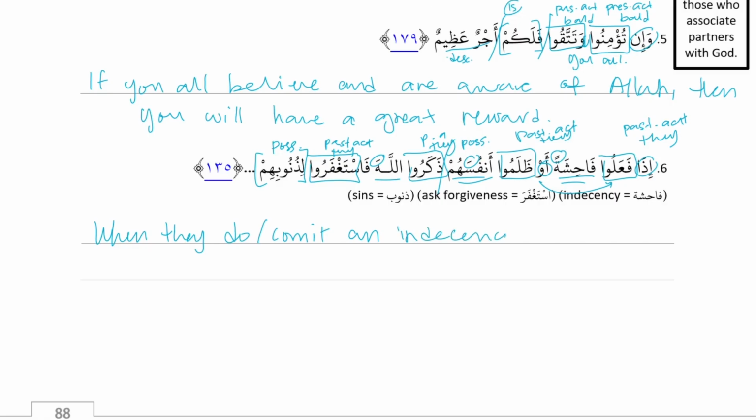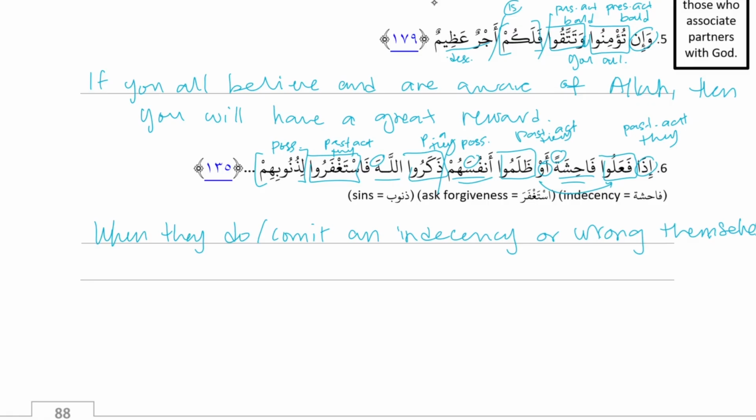Or when they wrong themselves. And then this is the start of our consequence. So can we add a "then" even though it's not there in the Arabic? Because, or like a comma. Yeah, a comma. A comma is kind of commonplace for marking the space between your condition and your consequence.